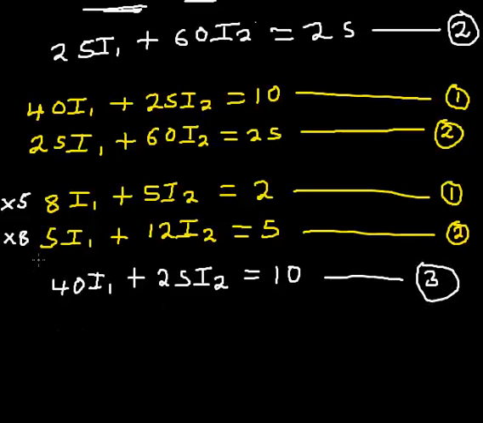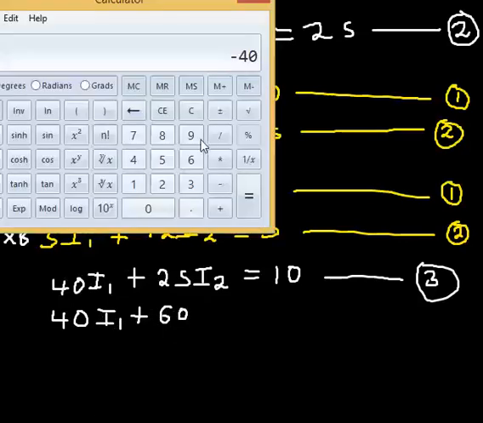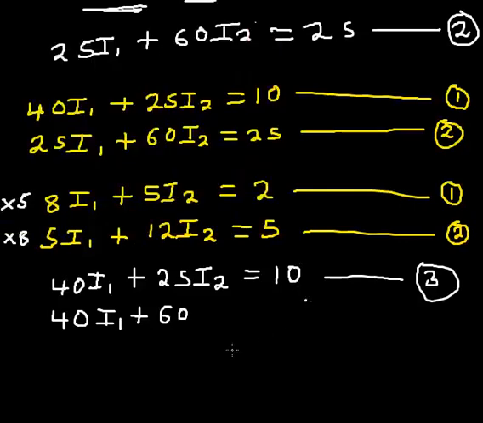The same happens for equation 2. 8 multiplied by 5, that's going to be 40i1. 8 multiplied by 12, oh, please pardon me, 8 multiplied by 12, what is it exactly? It's not 60. That's 96, okay? 96i2. And of course, 8 multiplied by 5 should be 40, right? Yeah, 40.